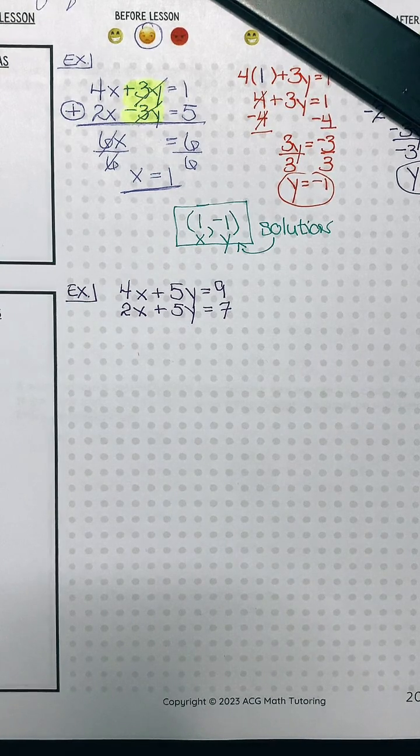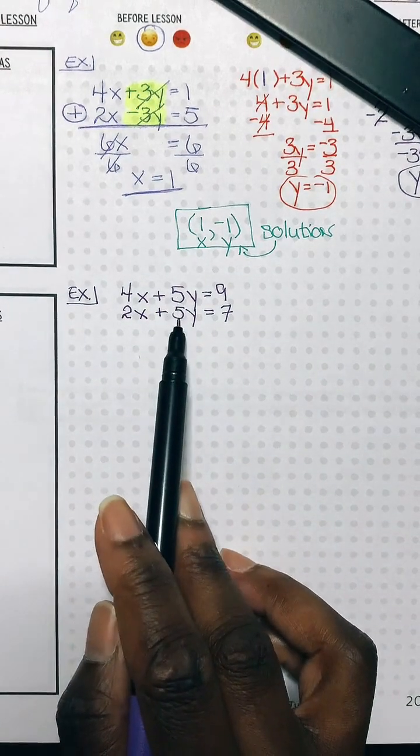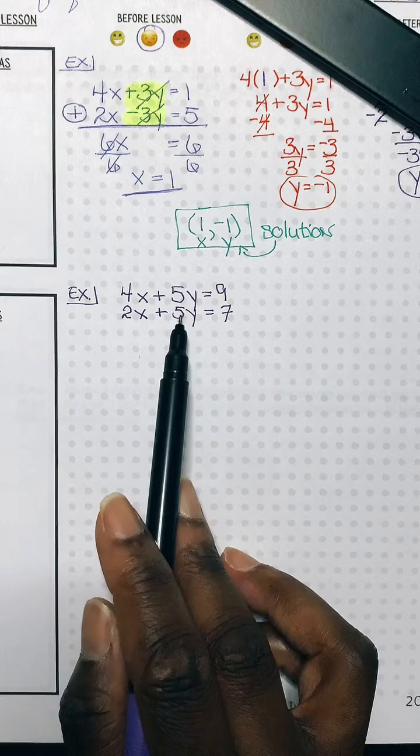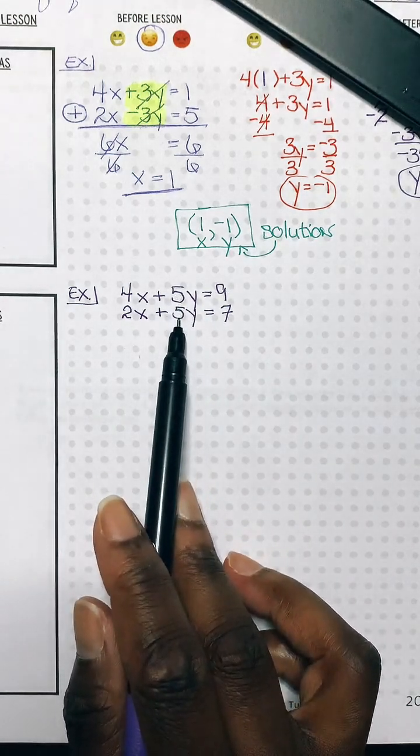Okay. I have Y's, I have X's, I have Y's. Okay, I have my Y's. And the reason why, they both have the same number. They both have Y's and they both have the same number.